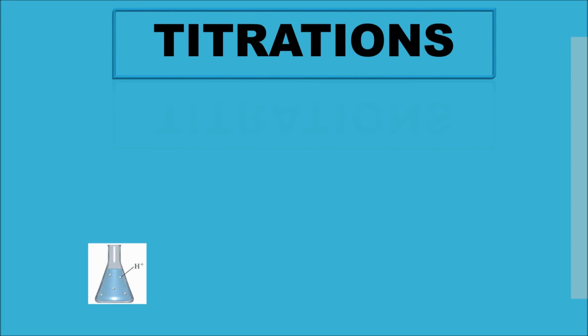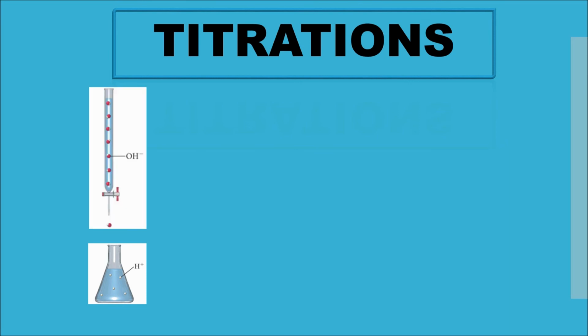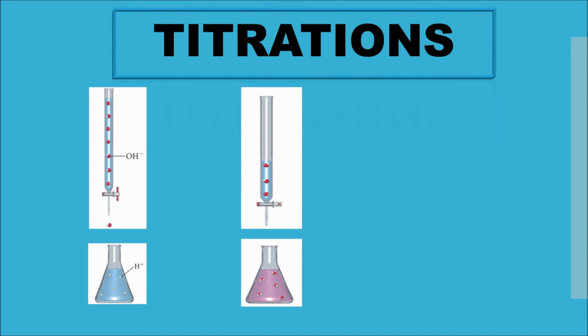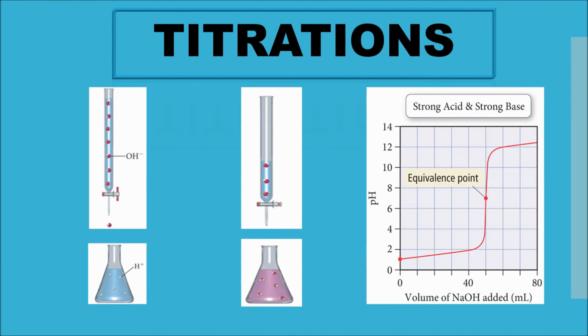Titrations are a way of determining the concentration of an unknown solution. We do this by adding the known solution from a burette into a known amount of the unknown solution. We measure, plotting a curve which shows the pH value versus volume added, gives us an equivalence point, which is your neutralization point.